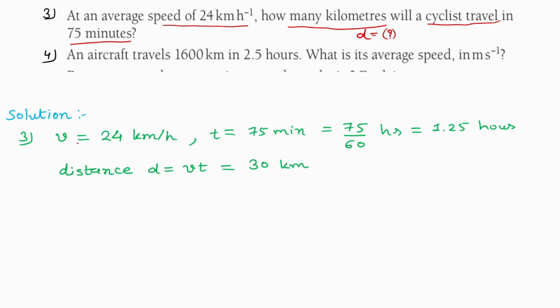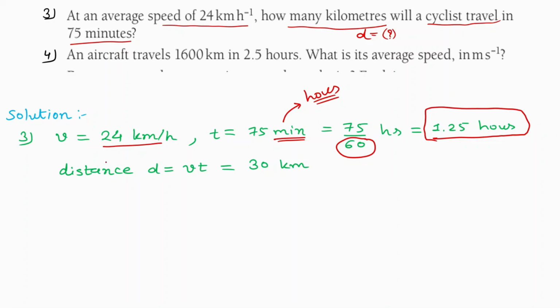Now, for the solution, we have the speed, which I write as v, which is 24 kilometer per hour. Now, the time is in minutes, so we have to convert it into hours because the unit of velocity is in kilometer per hour. In order to make the units the same, we have to divide by 60 to make 75 minutes into hours. So we get 1.25 hours.